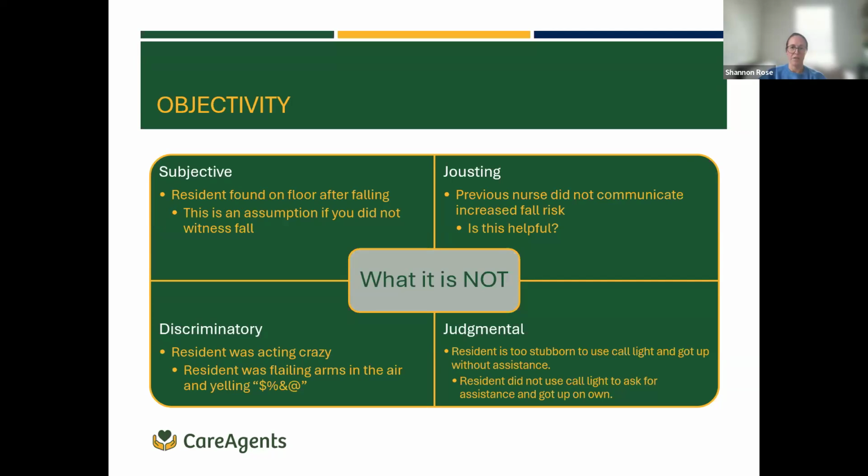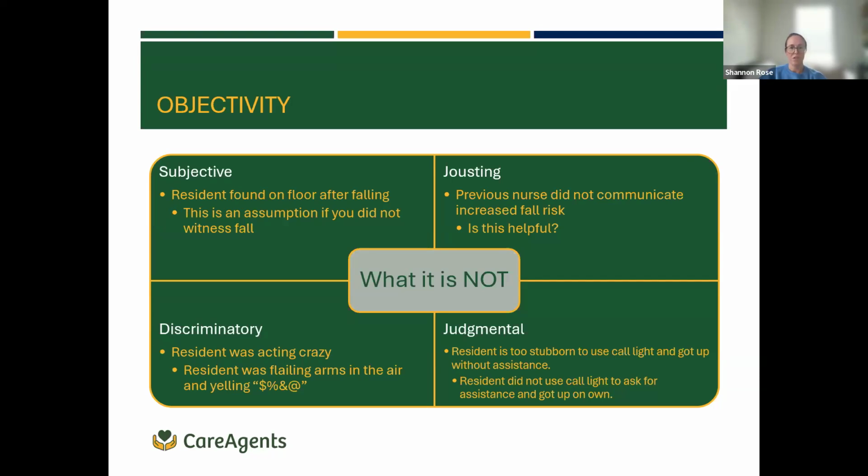Discriminatory documentation can be toward the resident or the family, but you want to avoid statements that can be considered discriminatory. An example is documenting that the resident was acting crazy. So this is not only a subjective assumption, but it's an inappropriate description of the resident. What did you observe through your senses? The resident was flailing their arms in the air and they were yelling. So this offers observations and facts about the incident, and it's helpful in determining a root cause to the fall.